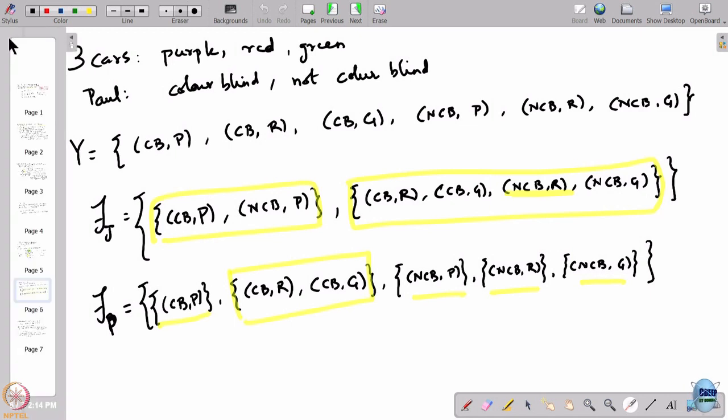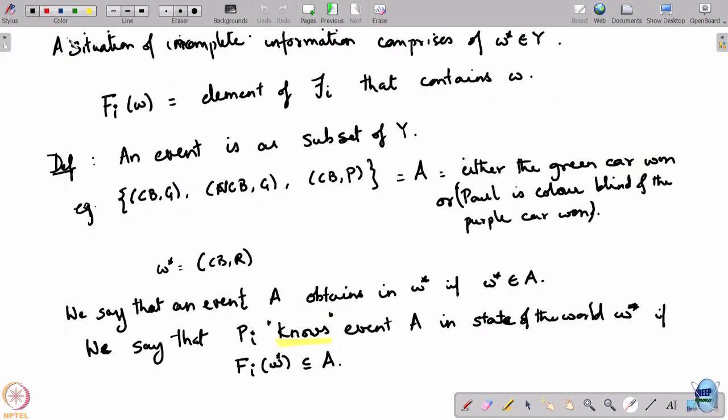We then went on to what it meant for a player to know about something. First, what is that something that a player needs to know? That something is what we call an event. An event is simply a subset of Omega. When we are talking of knowing things, we are talking of knowing about events. So an event is a collection of the states of the world, and you know an event if you know for sure that at least one of them has occurred.